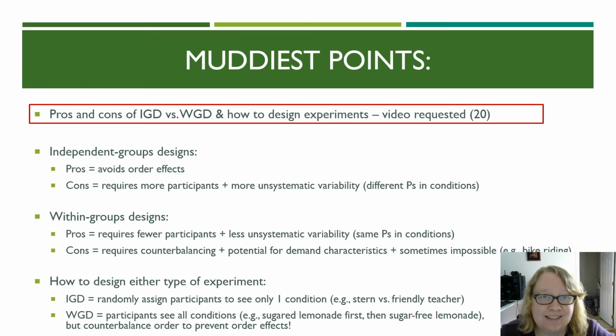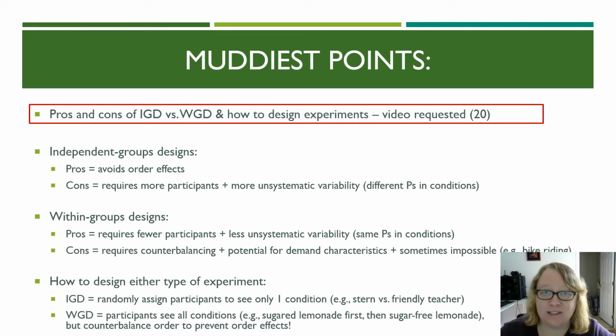So there's less unsystematic variability. Each person is their own control. That's what we say about this, because they are the same people in the different conditions. So that's a pro. It means you need fewer participants in order to run your statistical analyses. You have less variability to worry about because it's the same people. But there are big cons too.